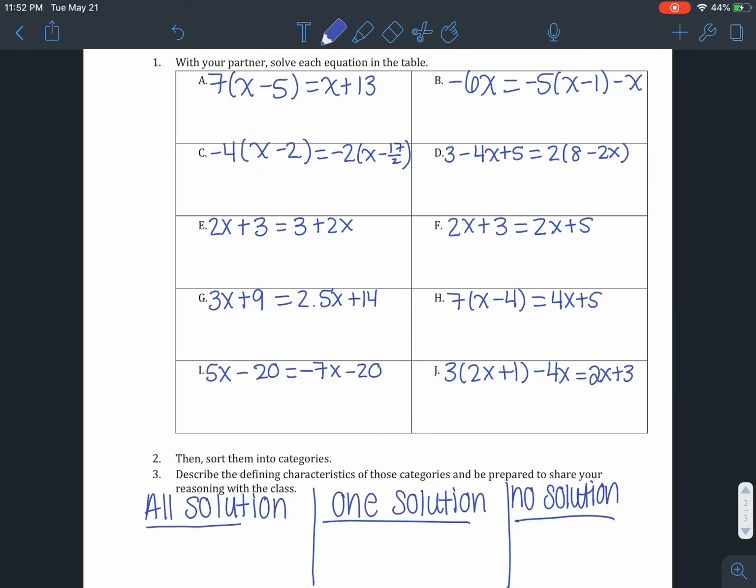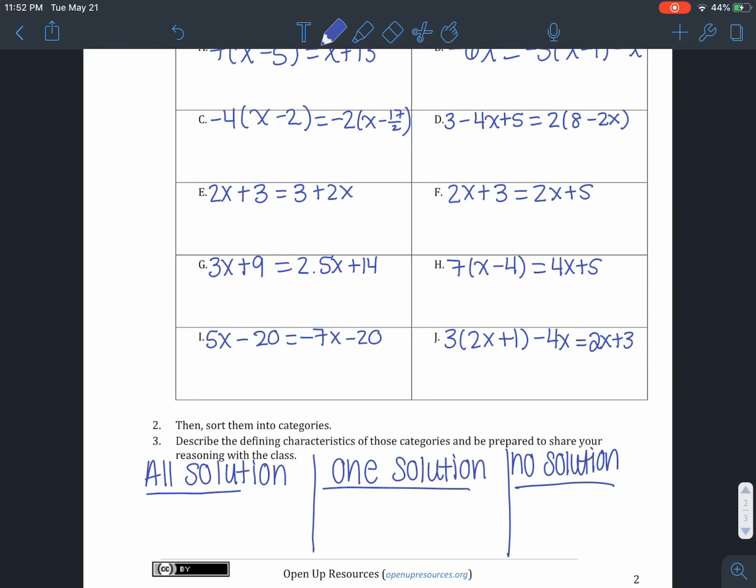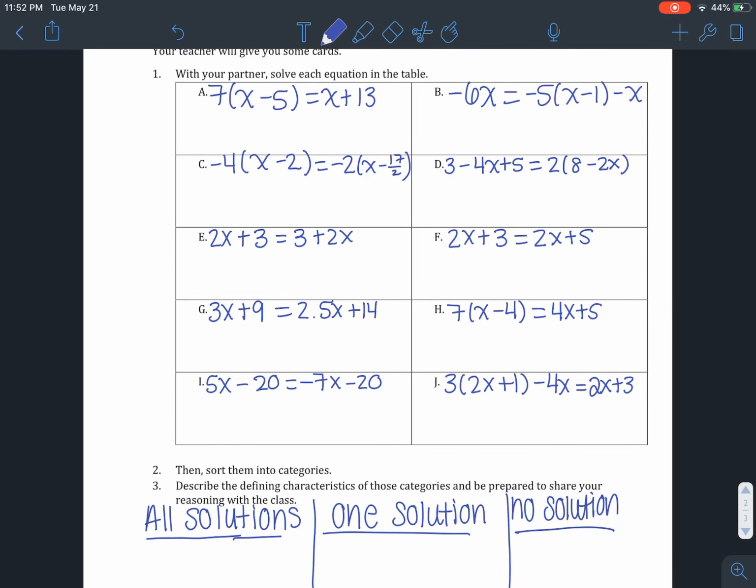And then, after you solve all of these, you're going to put them into categories. And that's at the bottom, number 3: all solutions, no solution, or one solution. So you can put the letter there. That would probably be the easiest way to do this. So you can pause the video, solve all of these, and then press play when you have finished all of this. And you need to show all of your steps, okay, and then sort them.